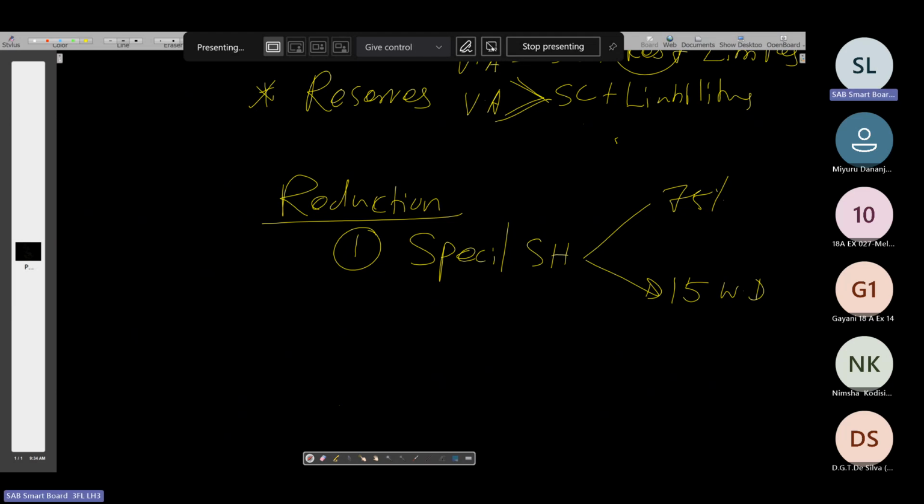If there's a reduction, there's another requirement. That is, before calling the meeting to pass the special resolution, 60 working days actually, 60 working days before calling the meeting to pass the special resolution.